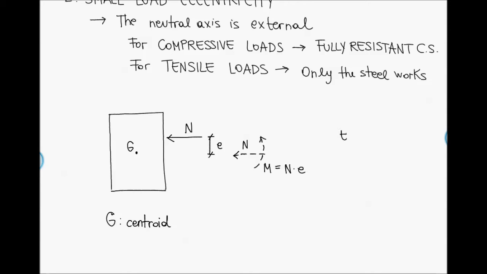So we can also define the eccentricity E as the ratio between M and N. And this is one situation in which on our cross-section we have a bending moment and an axial force acting together. In order to determine which of the first two situations presented at the beginning we are in, so if we are in case of high load eccentricity or small load eccentricity, we have to evaluate the position of the point of application of the load with respect to the central core of inertia of the cross-section.